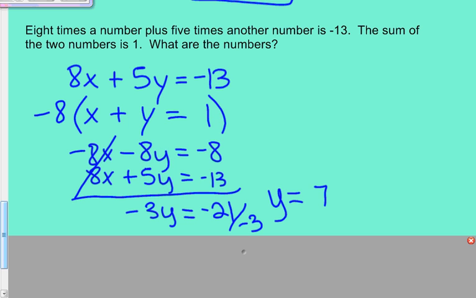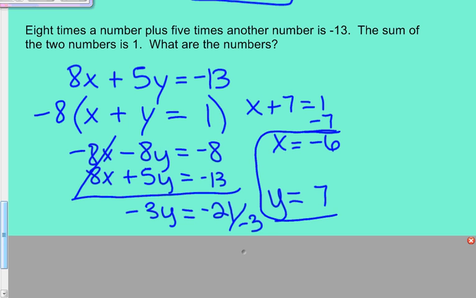Once you get y, then you can plug it in, of course, the bottom one. X plus 7 equals 1. Subtract 7. And x is -6. So your two numbers are -6 and 7. There's your answers.